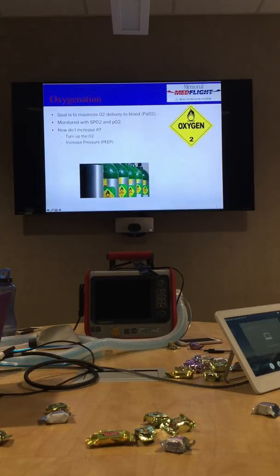Oxygenation is the other goal. So how do we monitor oxygenation? SpO2 and gases. And how do we affect oxygenation? Turn up FiO2 and increase your PEEP. Yep, it's right there.